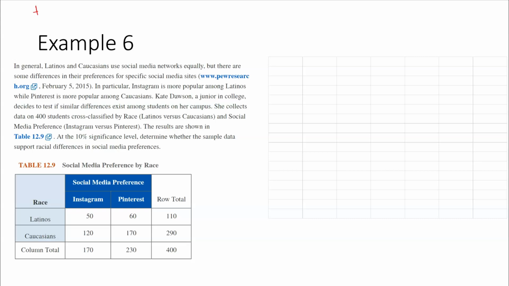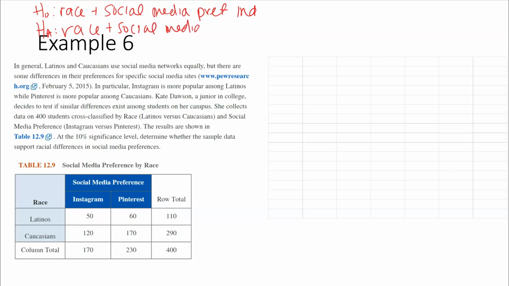Okay, remember, the null is independent. Our race and social media preference are the two variables: are they independent, or are they dependent? After we get that, we need to do the expected frequencies and then our test statistic. They give us our row totals, which is great.